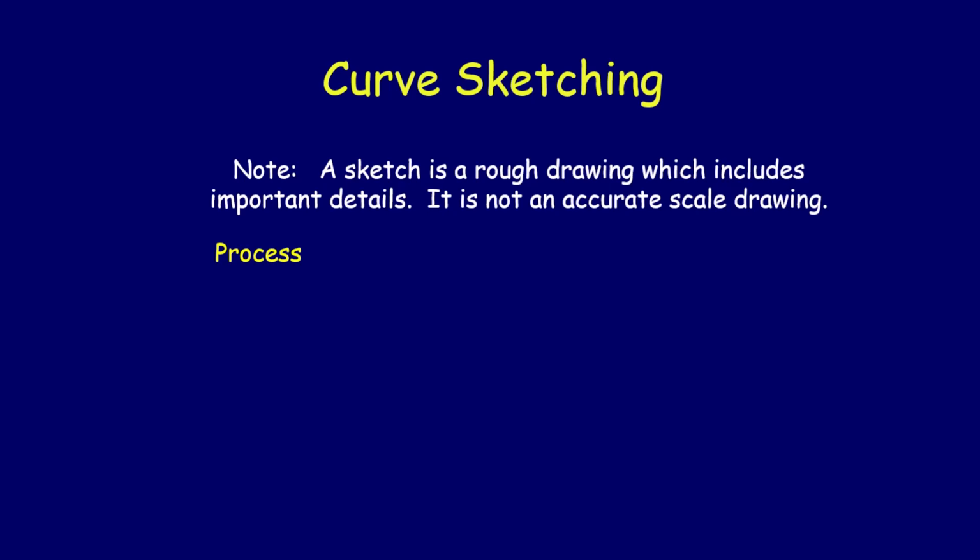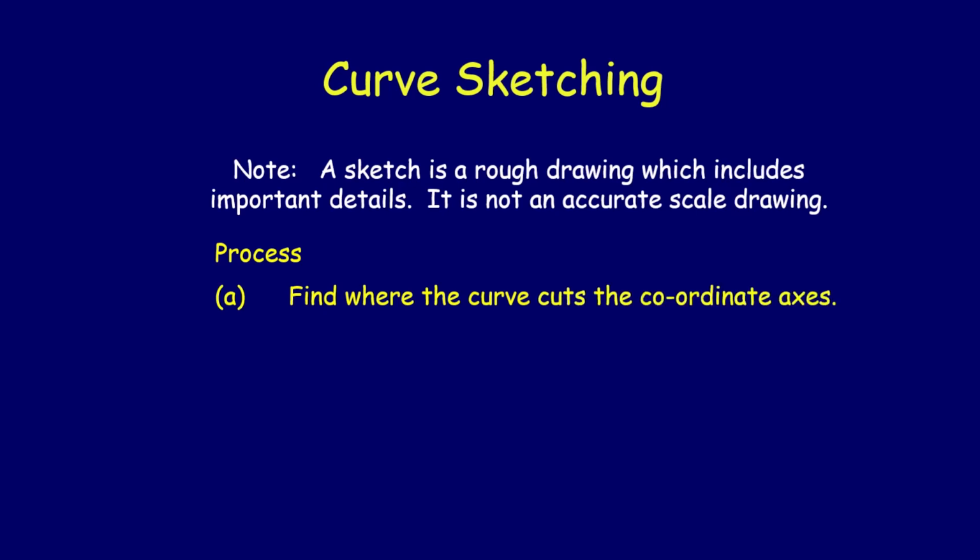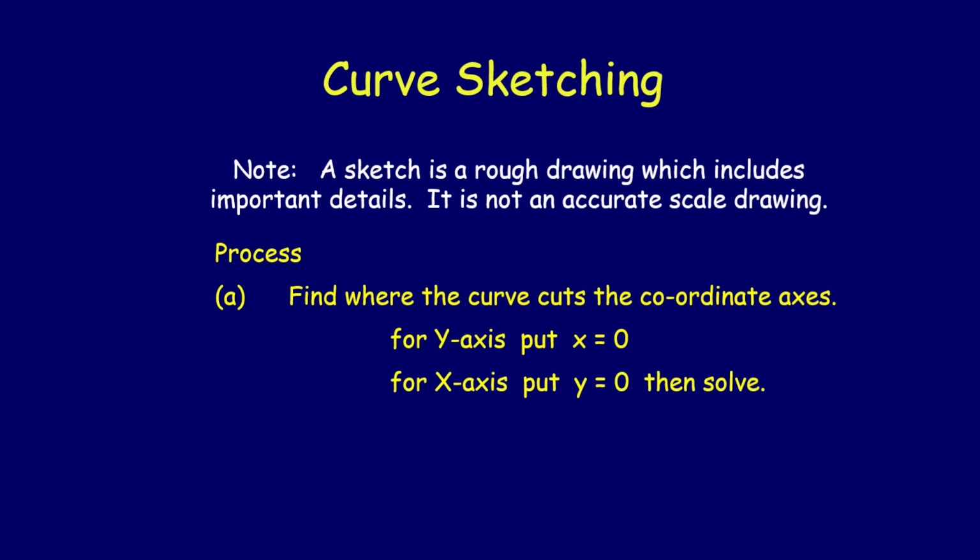There is a process that you're supposed to follow when you're sketching the curve, and this is very important. 1. Find where the curve cuts the coordinate axis, that is, where the curve cuts the y-axis and the x-axis. For example, for the y-axis, if you want to know where the curve cuts the y-axis, simply substitute x with 0 and you get y. Y represents where the curve cuts the y-axis. For the x-axis, put y equals 0 and then you solve.